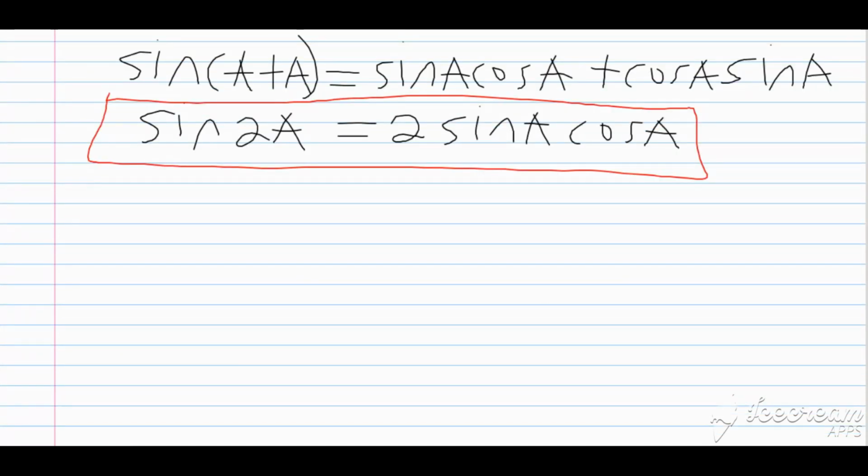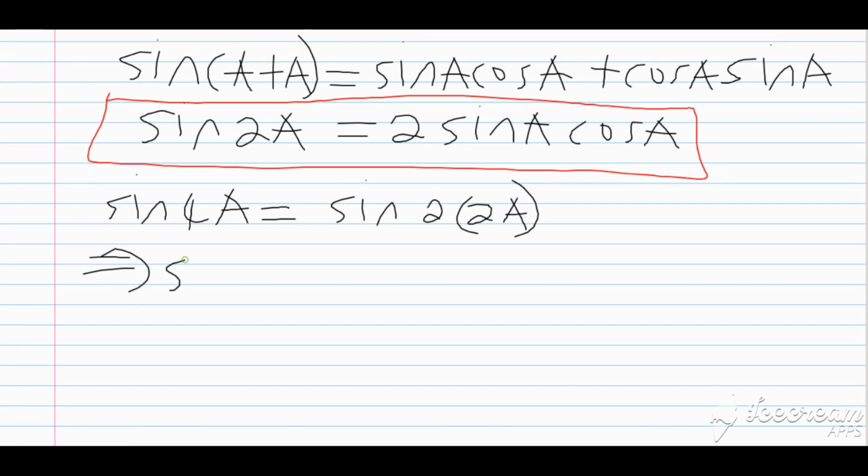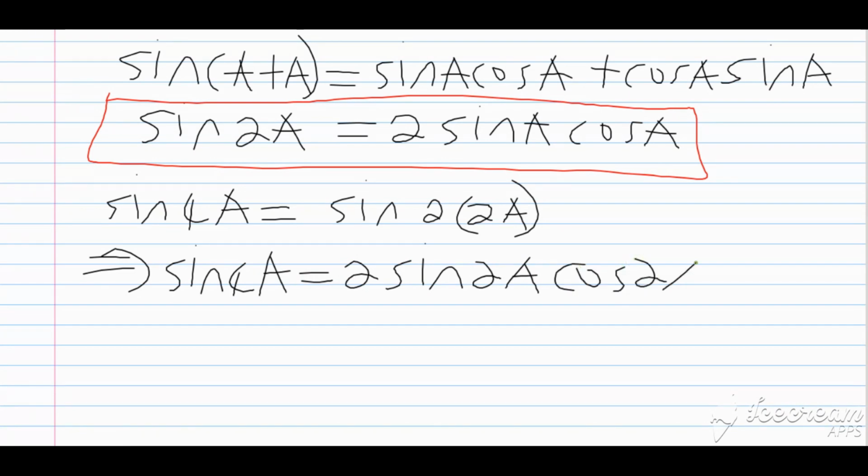Now the question is, how do I apply this? What if I had sine 4A? How would I utilize this double angle formula? I could write sine 4A as the sine of 2 times 2A. By comparison, since it says sine 2A, I can now replace my A with 2A. So ultimately it's going to become sine 4A equal to sine 2A, replacing that A by 2A and replacing the other A by 2A as well, so I'm going to have the cosine of 2A.